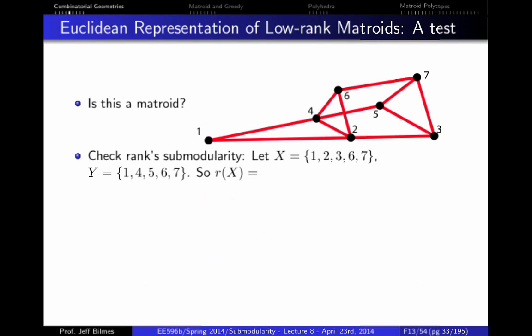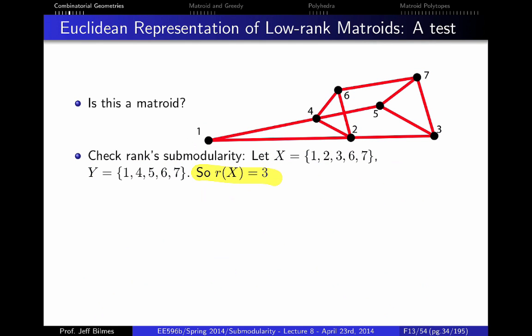Let's designate these two sets, x and y. So x is 1, 2, 3, 6, 7. This is like a flag, it's sort of a flag shape. The idea is that that designates a plane. So what's the rank of x? 3, right? So the rank of x is 3.